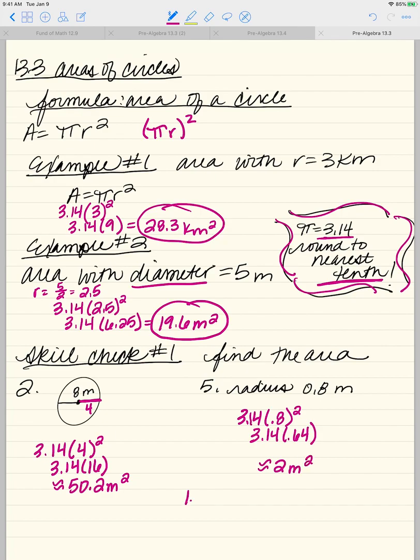Practice on the other ones. Number 1, you should end up with 12 6/10 centimeters squared. Number 3, you should end up with 314 centimeters squared. Number 4, you should end up with 153.9 millimeters squared. And number 6, you should end up with 38 5/10 centimeters squared.